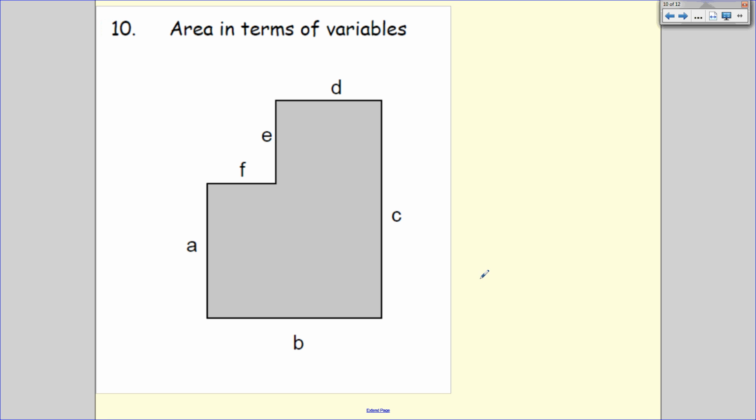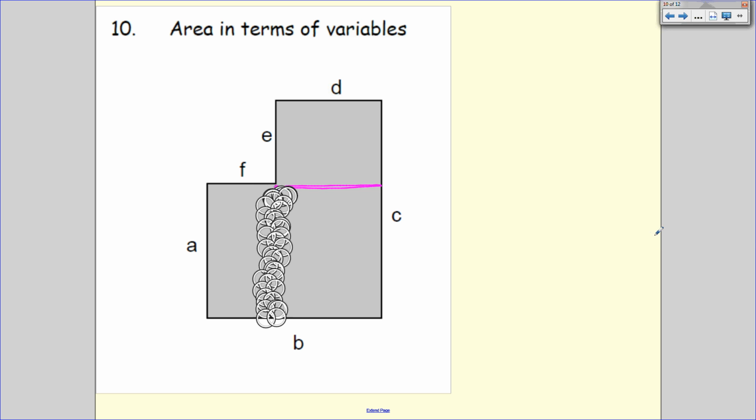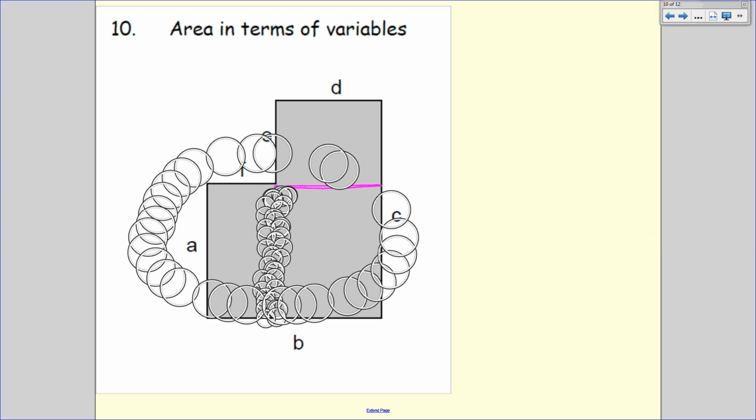Number 10, we're going to divide it into regions again, and there's two ways. You can divide it this way, where you have three regions, or you can just do two regions, or however you want to do it. It's just a matter of preference. So, don't know what just happened there. Let's see if we can make that go away. Eraser. All right, that's just not going to work, is it?